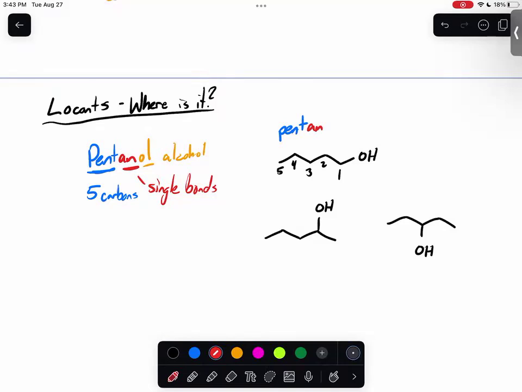But now we can add in a number to show where the alcohol is. And the number is going to go between two hyphens here in the middle, right? So it's on carbon number 1, so we will put a 1 right there, and then we'll put the ol afterwards. And so notice that our number is separated from everything else by hyphens.